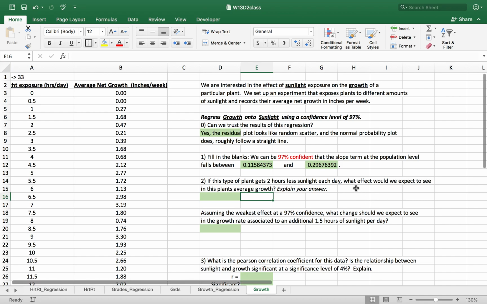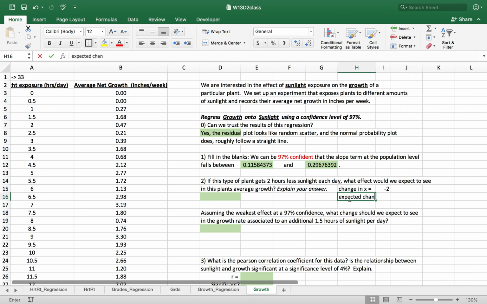All right, so we're decreasing the amount of sunlight per day. So we're talking about a change in x. And since we're decreasing, the change in x in this case is going to be a -2. Generally speaking, the expected change in y is going to be our slope term estimate times the change in x. So in this case, what we need to do is figure out what our slope term is.